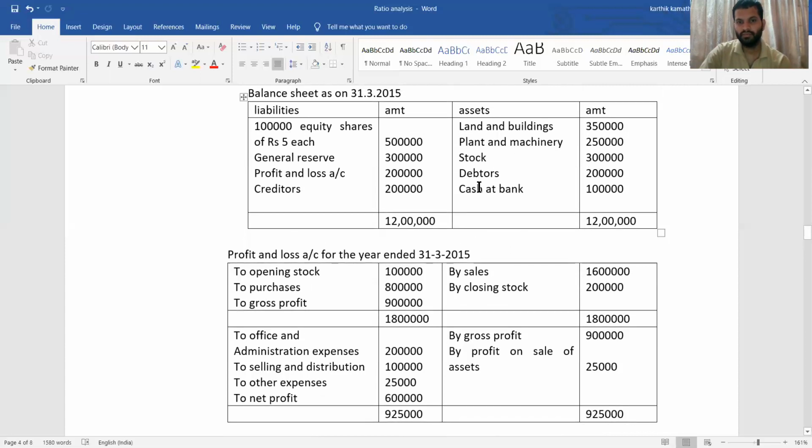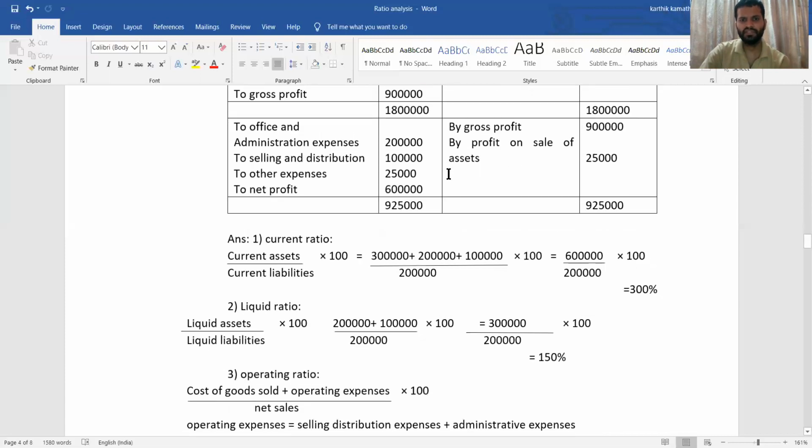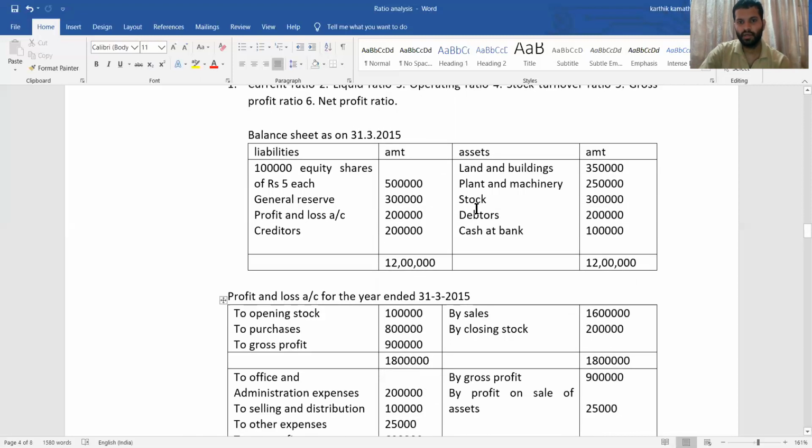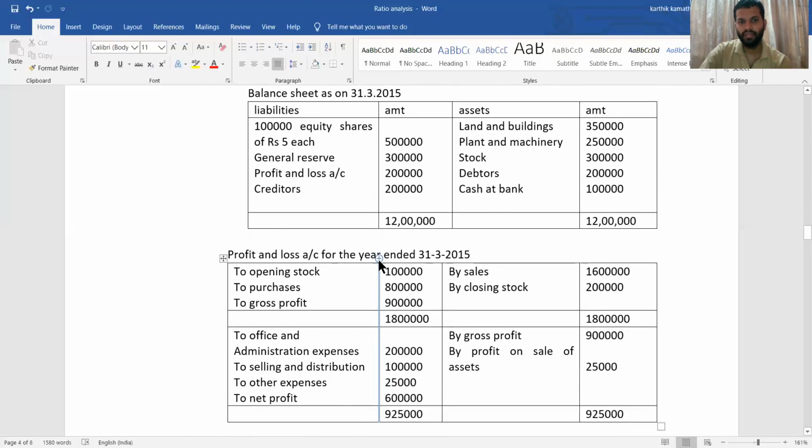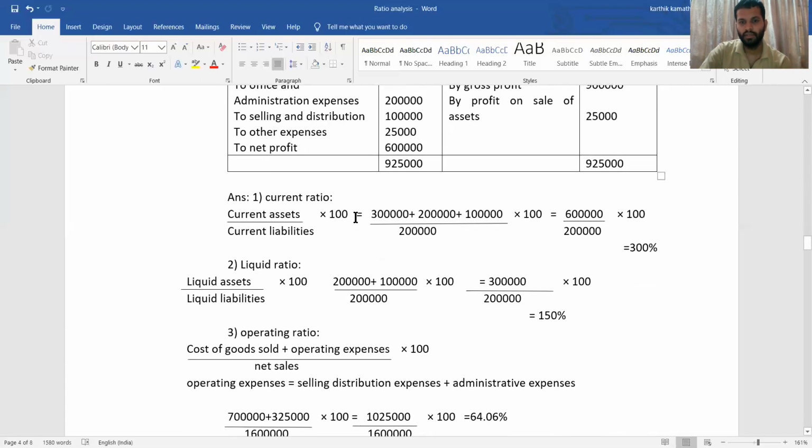So only three items, stock, debtors, and cash at bank balance, are given as current assets. So 3 lakh stock, 2 lakh debtors and 1 lakh cash at bank. So I write it here as current asset divided by current liability. Only one piece of information about current liability is given, that is creditors, 2 lakh, into 100. So 6 lakh divided by 2 lakh into 100, you will get 300%.